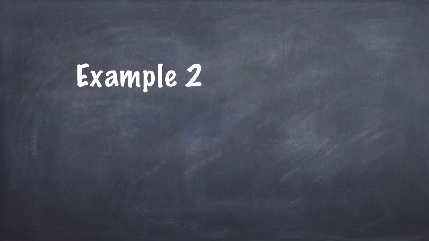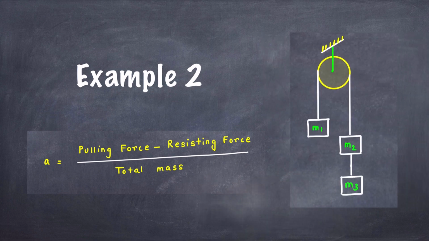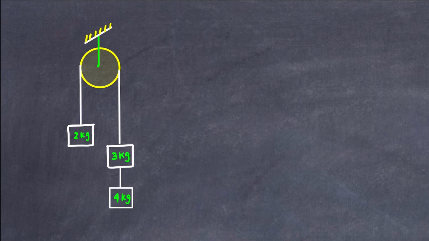Now proceeding on to the second example, we'll see how with the help of this simple formula we can find the acceleration of this particular system within seconds. Over here in this example we have three masses, one of mass 4 kg, one of mass 3 kg and one of mass 2 kg.